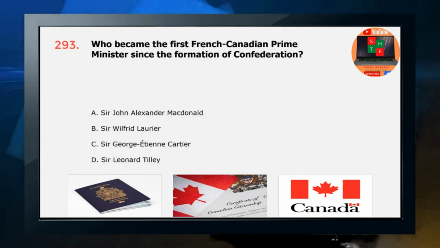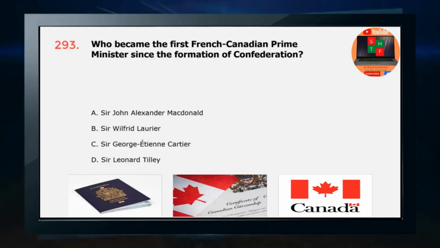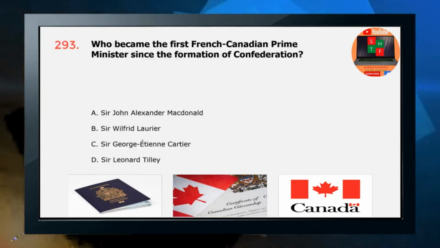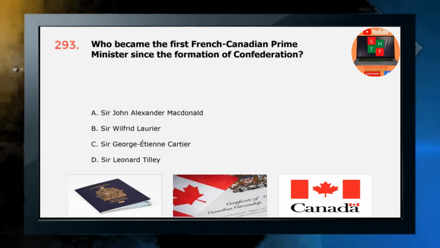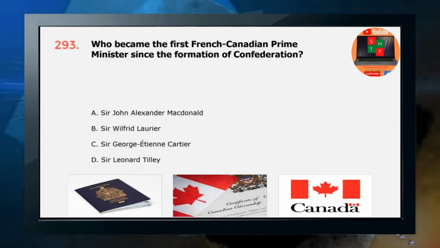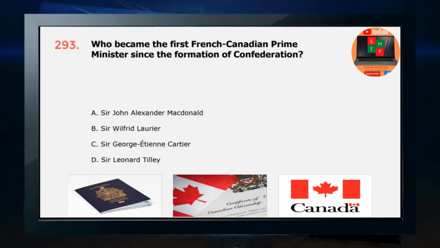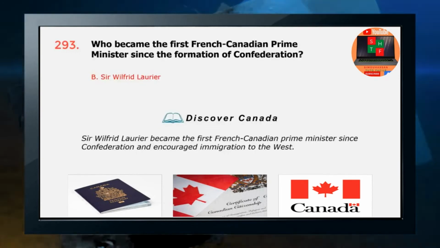Question 293. Who became the first French-Canadian Prime Minister since the formation of Confederation? A. Sir John Alexander Macdonald. B. Sir Wilfrid Laurier. C. Sir Georges-Étienne Cartier. D. Sir Leonard Tilley. The answer is B. Sir Wilfrid Laurier.